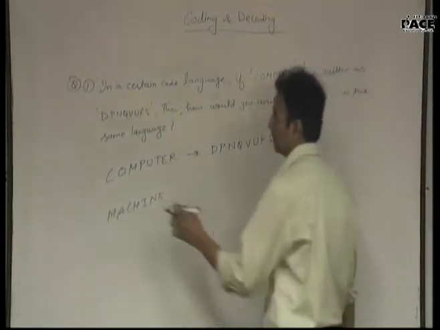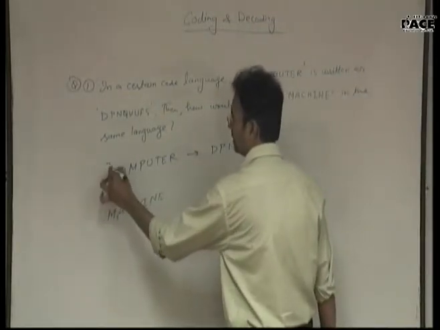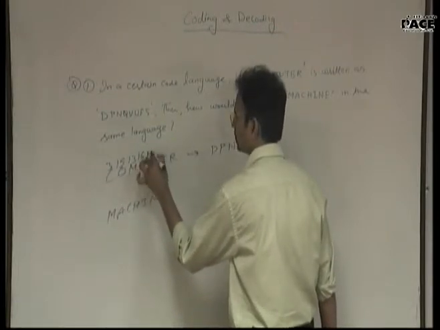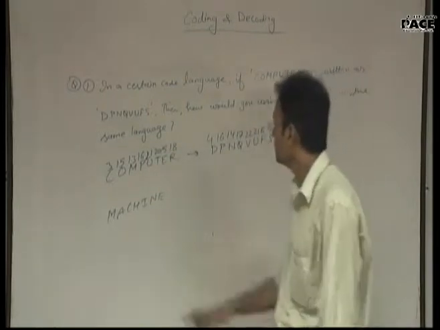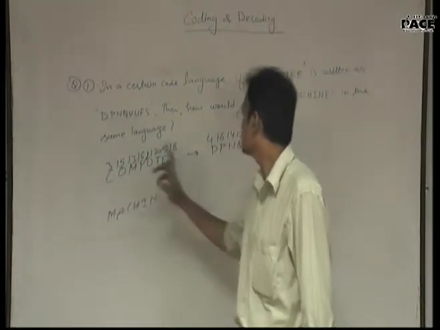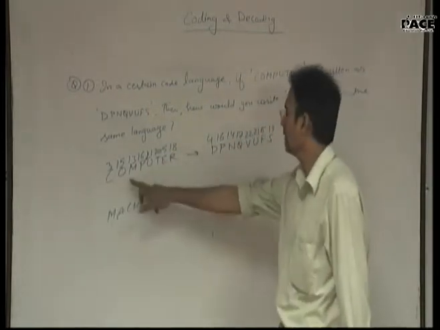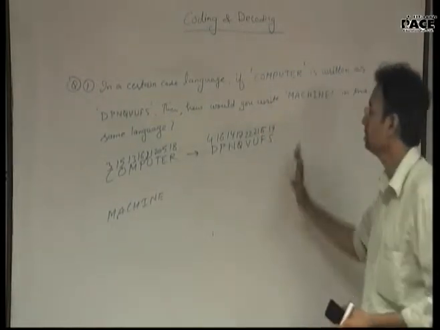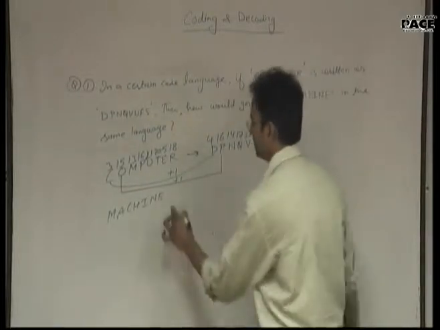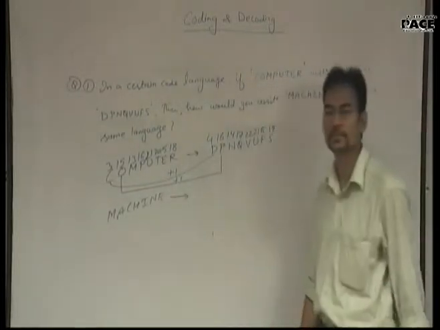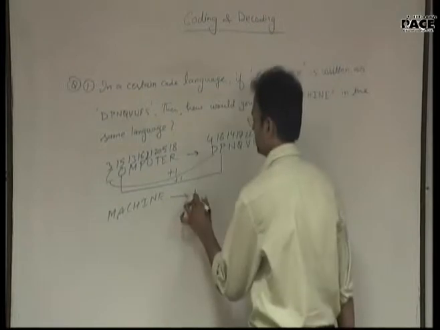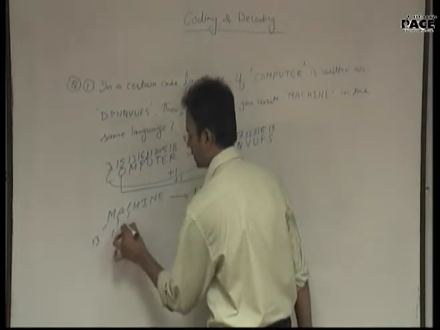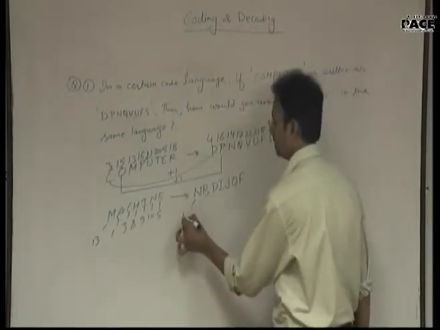Now we can see C is number 3, 15. We can place the values. So it is C, which is in third place, B plus 1. Similarly 15, 16 plus 1. So it is plus 1 every time. So similarly, we can write machine as, M is 13, and similarly.